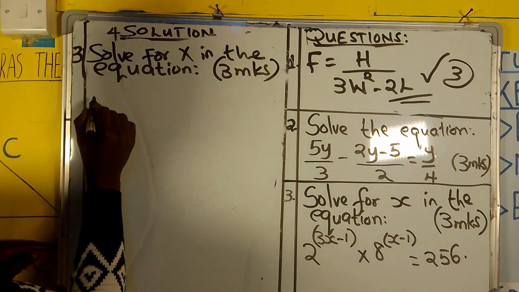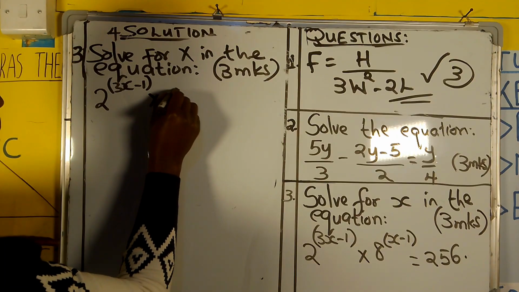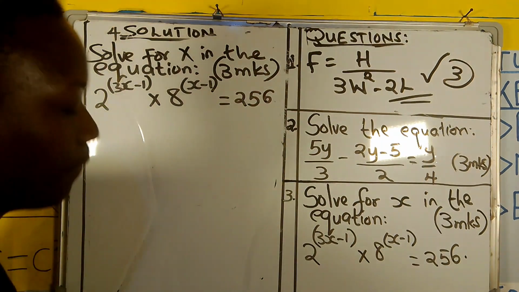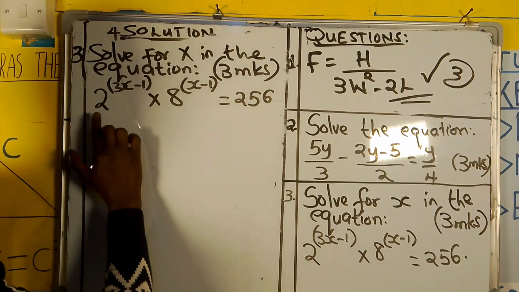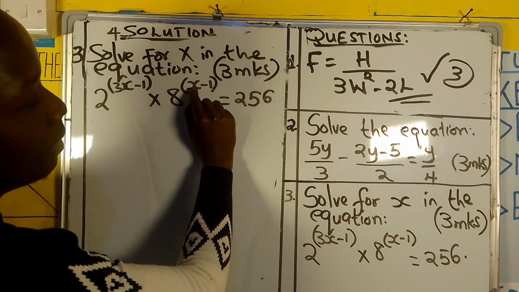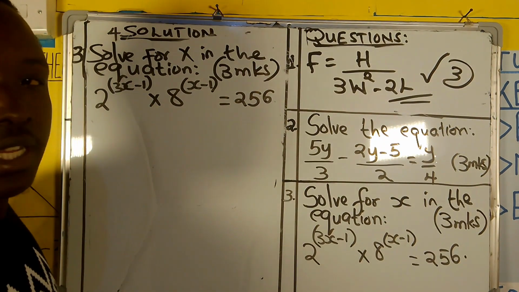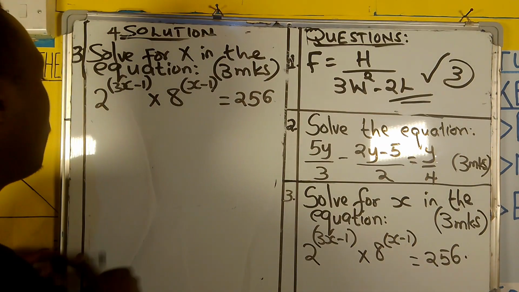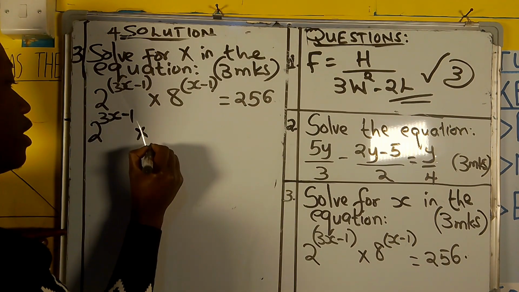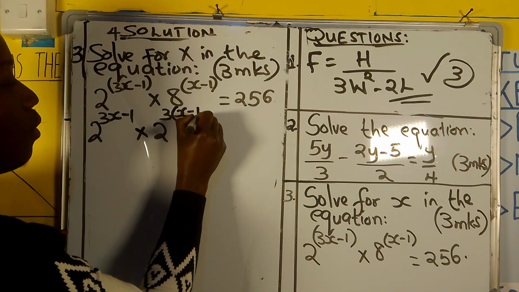So in this question, we have 2 to power 3x minus 1 multiplied by 8 to power x minus 1 is equivalent to 256. That is what we are supposed to solve. So we have 2 as our base and our power is 3x minus 1. Then we have 8 to power x minus 1. So what we are going to do in this case, 8 and 256 can be written in form of base 2. Therefore, if we write this in form of base 2, we will have 2 to power 3x minus 1 multiplied by 8.